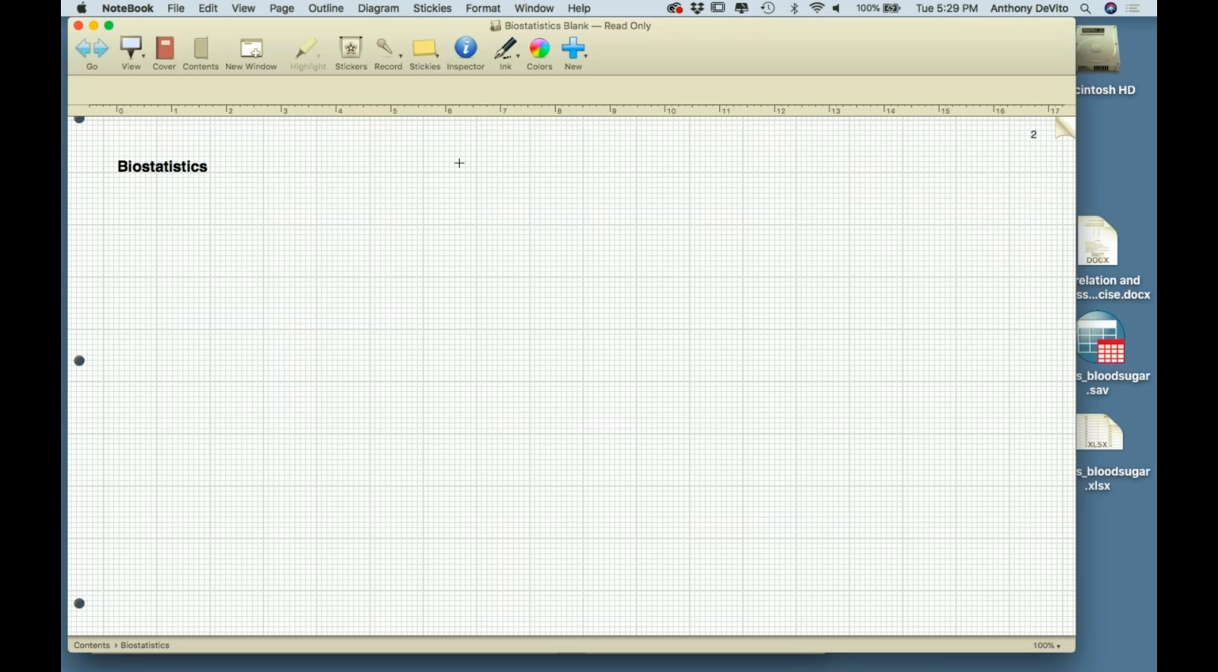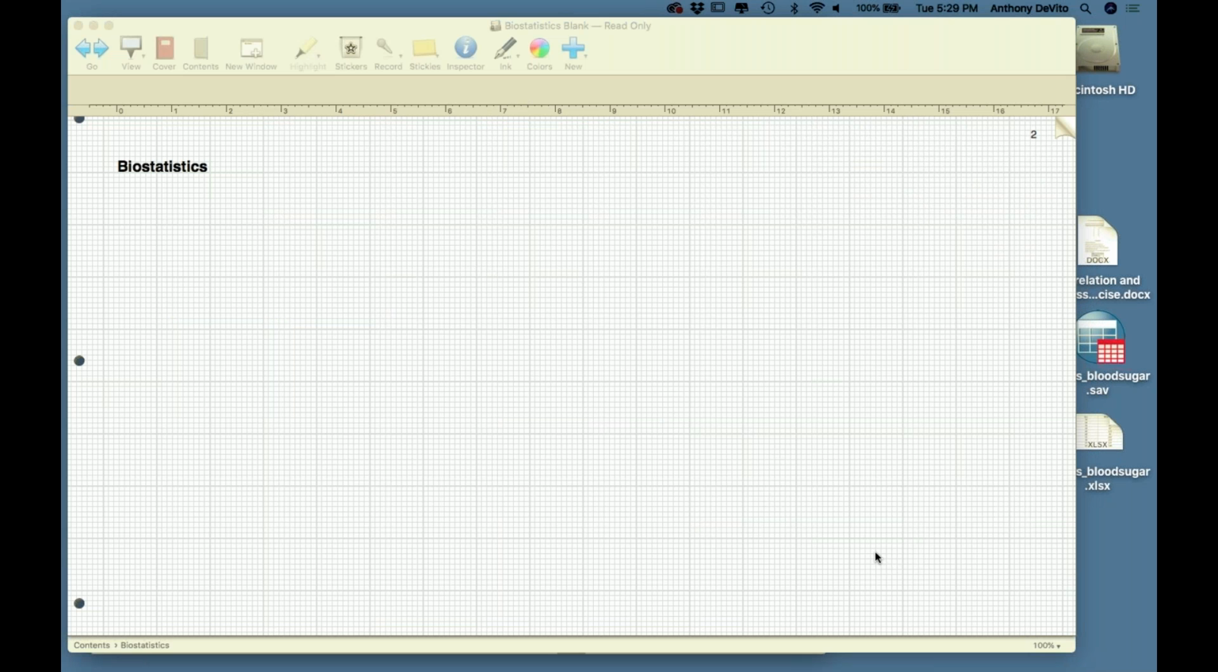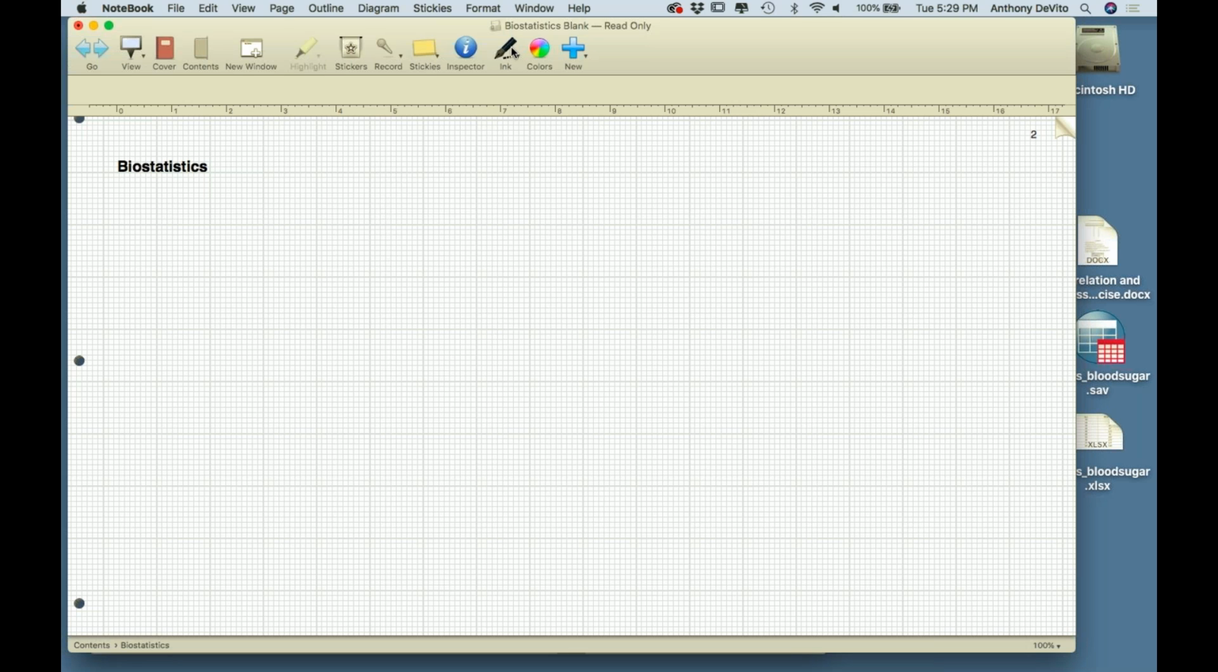Okay, so I want to start with just this idea of what does correlation mean. I'm going to draw a chart here. I'm going to start with a graph, two axes, X and Y axis. Okay, here's our X and Y axis.